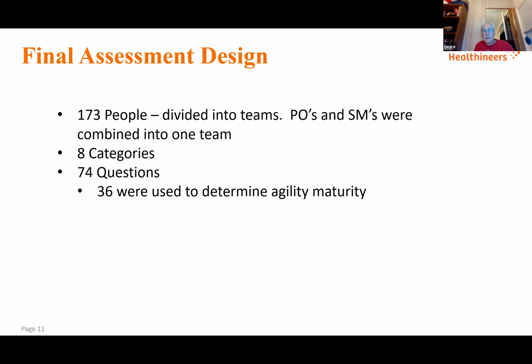We came up with 8 categories, and the survey was 74 questions, which is a long survey. And it took about 20 to 25 minutes roughly for the people who got the survey to answer those questions. And the questions, it was all a choice from 1 to 5, where 1, you disagree with the statement, and 5, you agree very strongly with the statement. Out of those 74 questions, 36 questions were used to determine our agility maturity. And that was throughout the survey. They were spread out throughout the survey.